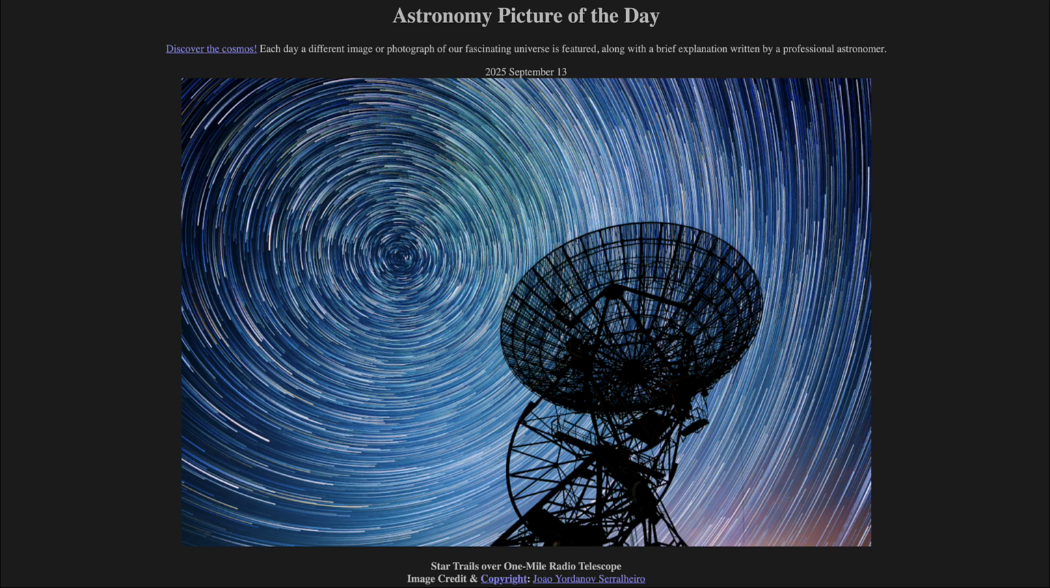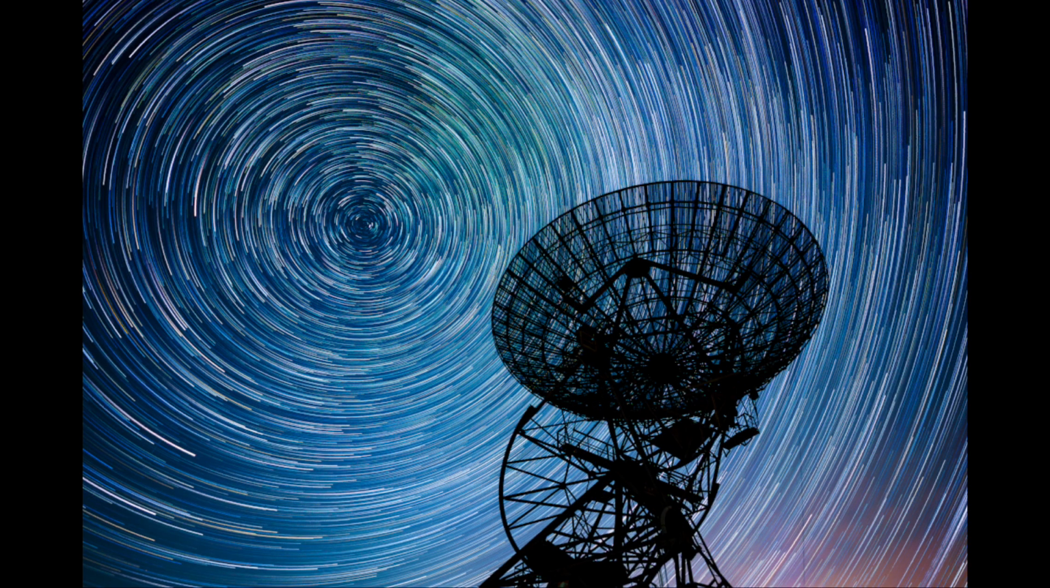Today's picture for September 13th of 2025 is titled Star Trails over 1 Mile Radio Telescope. So what do we see here? Well, in the foreground we see a radio telescope, and this has about a 60-foot diameter mirror and is used to observe the sky at radio wavelengths.